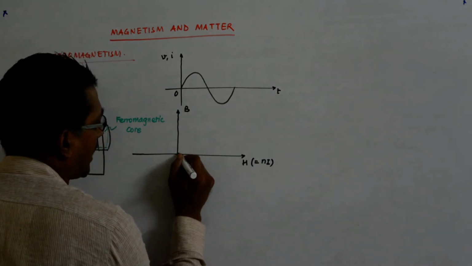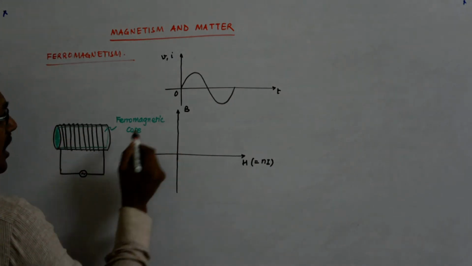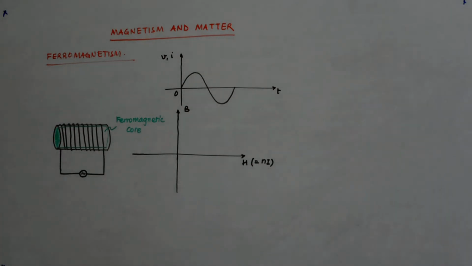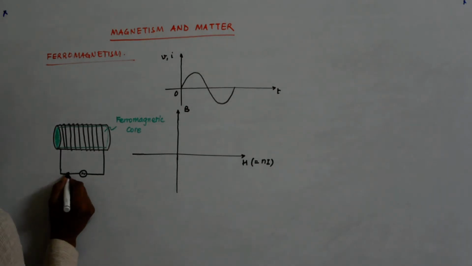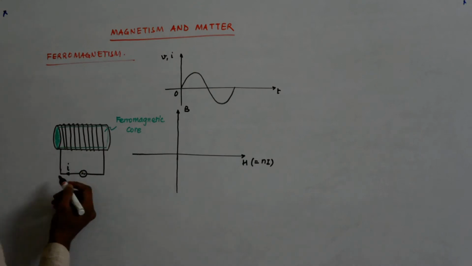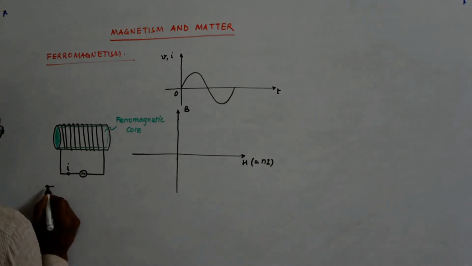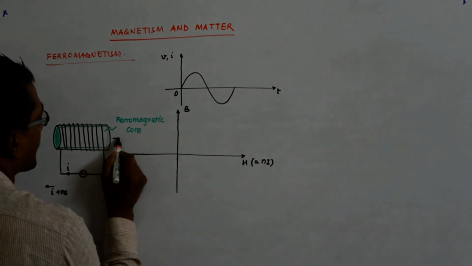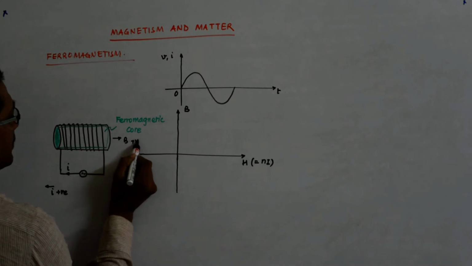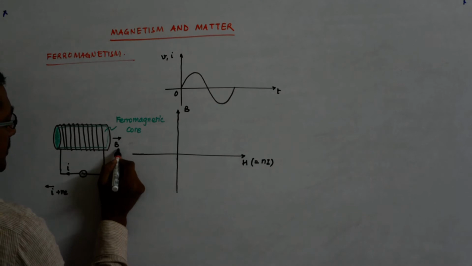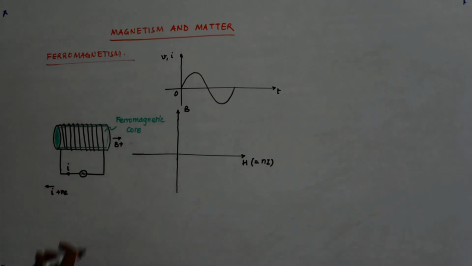Now what happens? I start increasing my current. So my current, suppose the positive direction is this, okay? So positive direction is this. This is my I positive. I is positive in that direction, and for that I take B to be positive in this direction, okay?